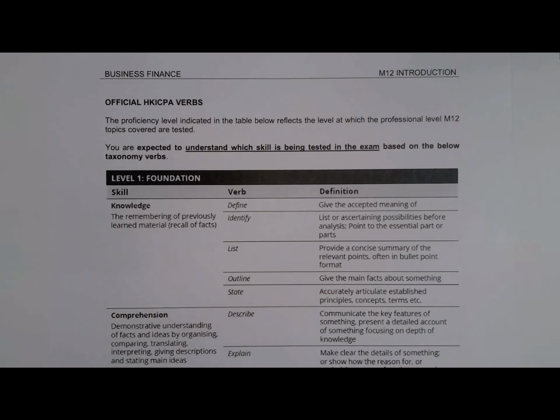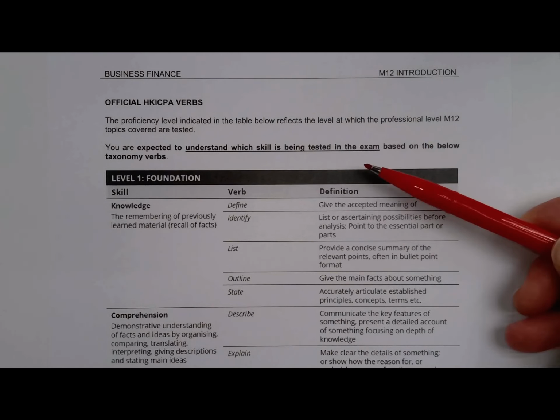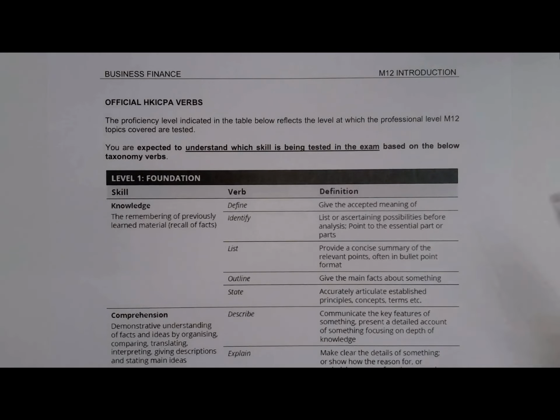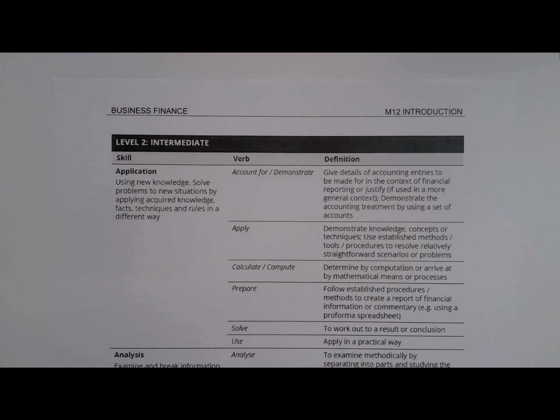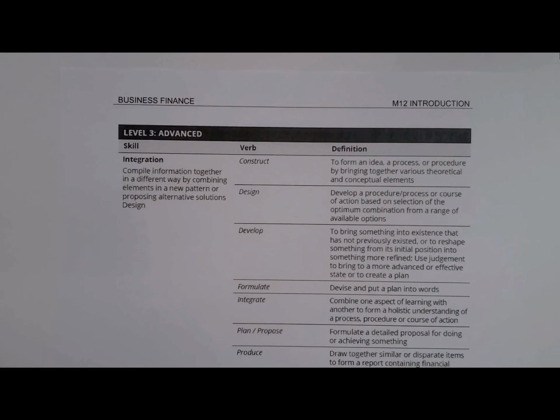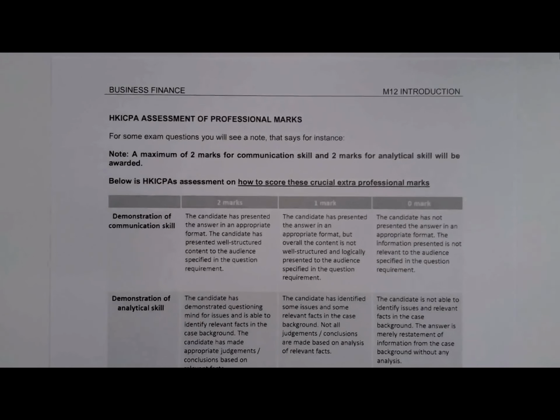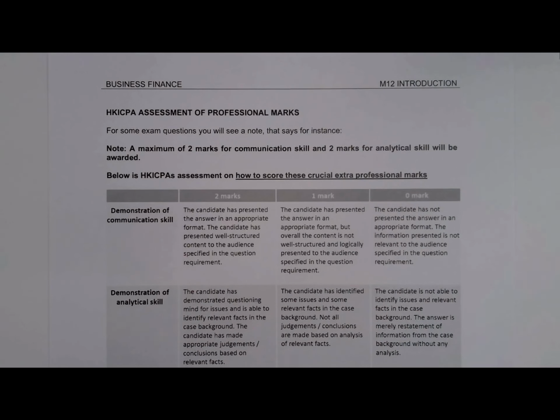When we get into question practice, you're going to see that HKICPA has got an official verb list. You're expected to understand the skills that are being tested. We've got 3 levels. We've got the foundation level. You'll then see on the next page we've got an intermediate level before finally an advanced level. And also you're going to find in your actual exam there are professional marks as well.